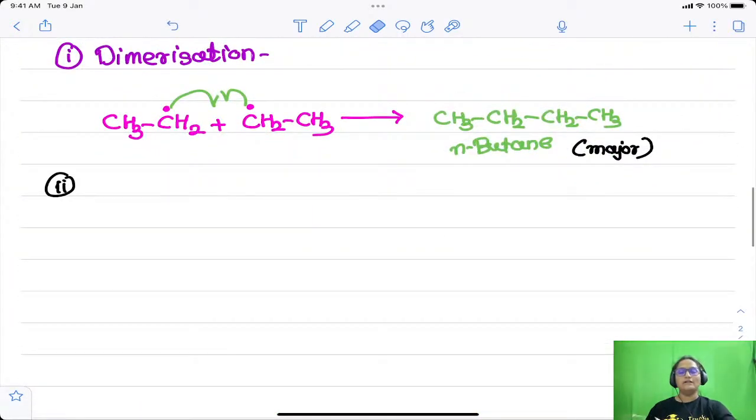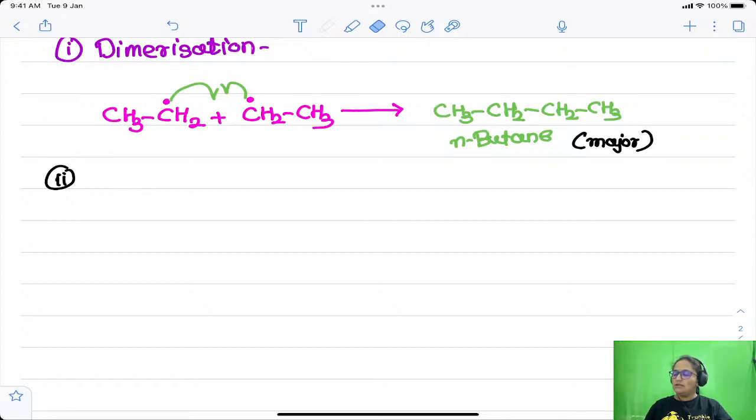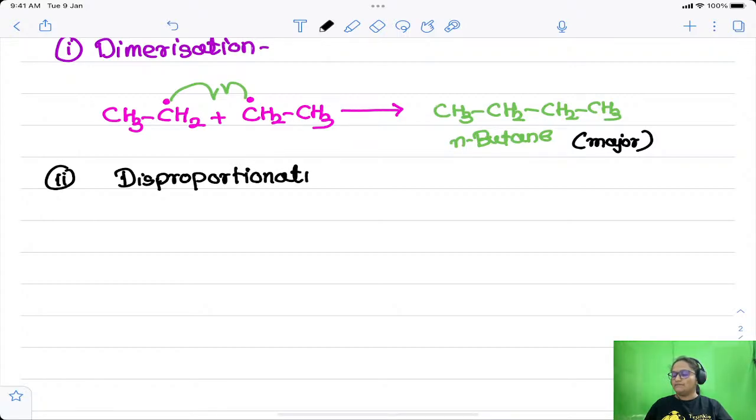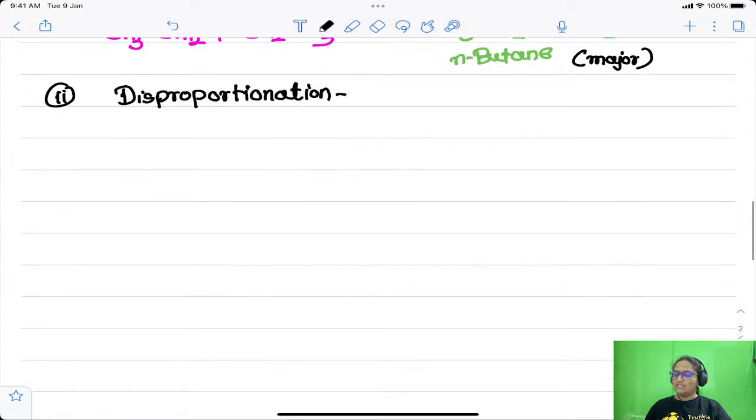But apart from that, two more products are also produced, which I am going to explain right now. These two more products are usually not written because they are not the major products, right? That's why they are not written. But how are they formed? They are formed by the reaction called disproportionation. Okay, disproportionation reaction. What is a disproportionation reaction?